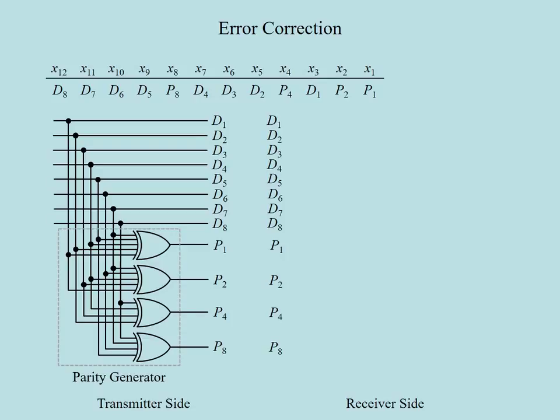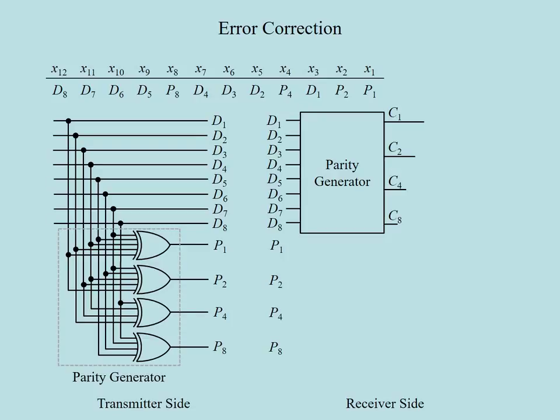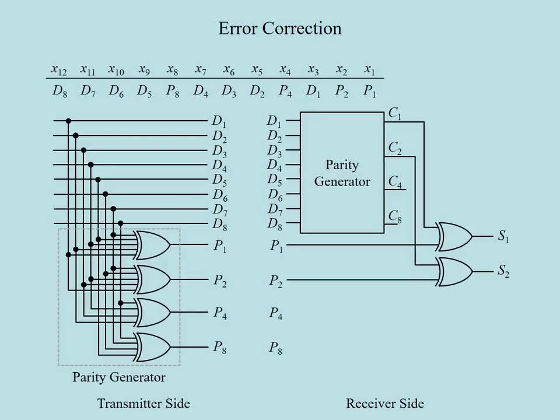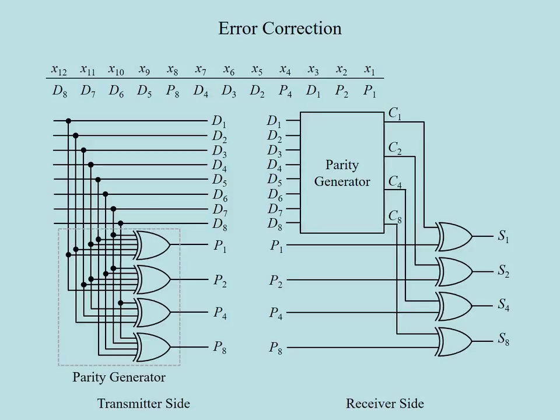The receiver has the same parity generator. The parities are generated also at the receiver in the same way, and each computed parity is XORed with its corresponding received parity bit. The result obtained at the output of these XOR gates is called the syndrome. As the name suggests, this resulting binary number shows whether the message is healthy or not. If the syndrome is 0, the received message is correct. A non-zero syndrome indicates the number of the bit that is erroneous.